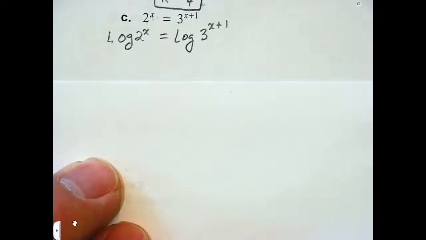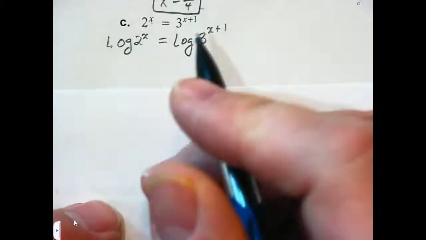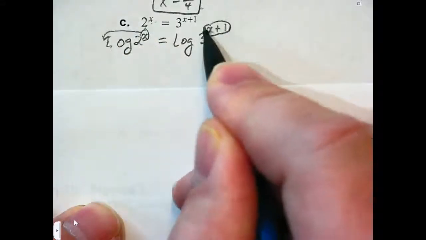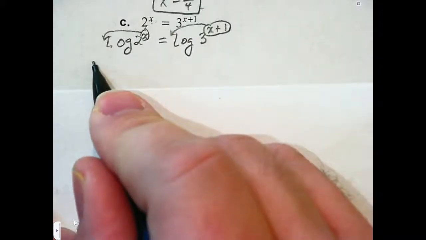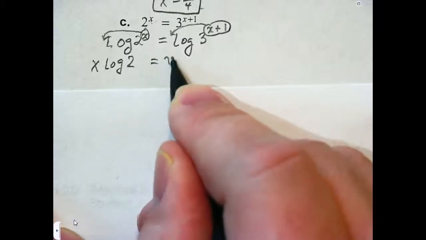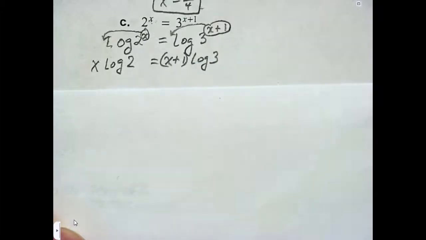So we've got that. Now, after we do that, go ahead and tell your neighbor what you can do now. Oh, you can move the things out front. Use the power property. You have to move the whole x plus 1.